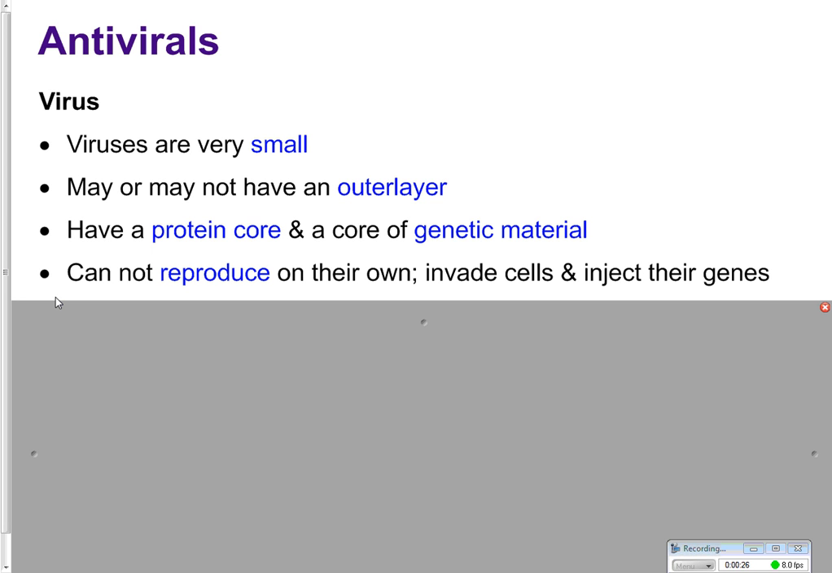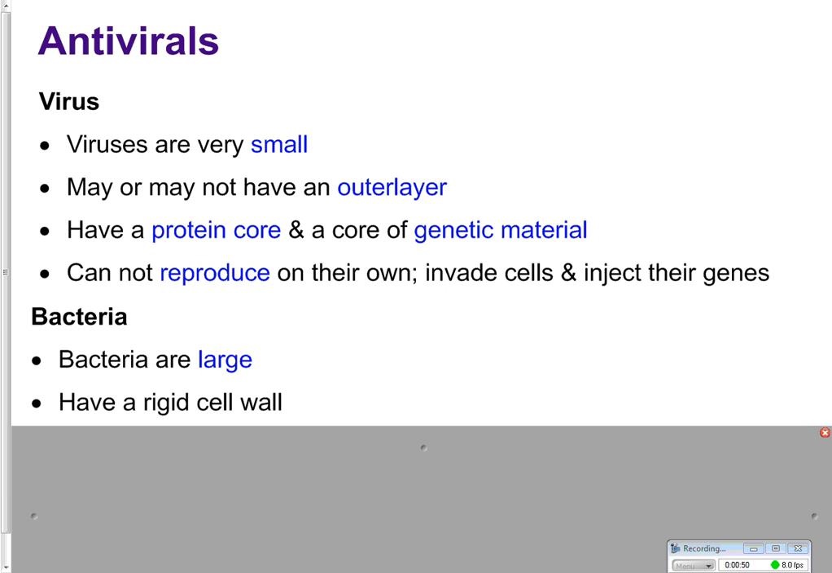A virus is very small. It may or may not have an outer layer coating. It does have a protein core and a core of genetic material, but that genetic material is not complete and therefore it cannot reproduce on its own. In order to reproduce, a virus has to invade a healthy cell, inject its genes into the cell, and use the cell's DNA to do the reproduction.